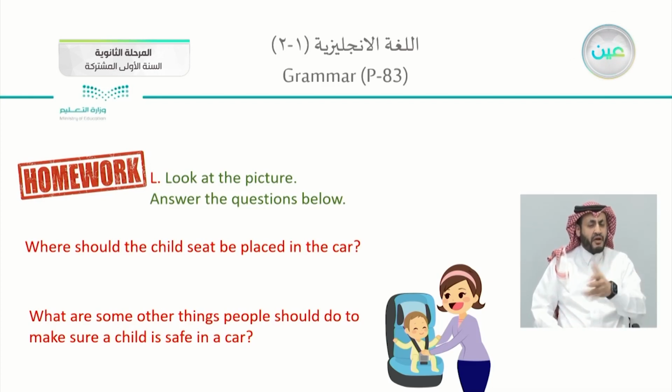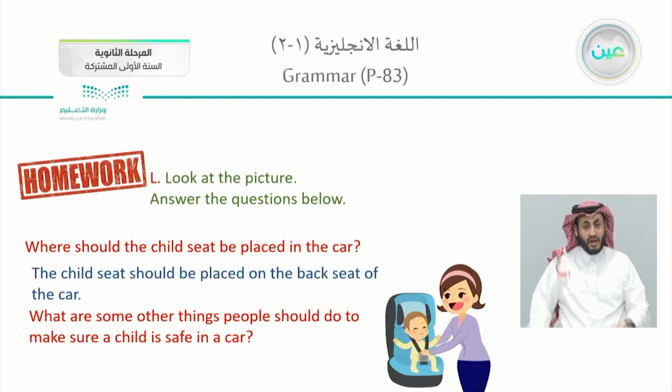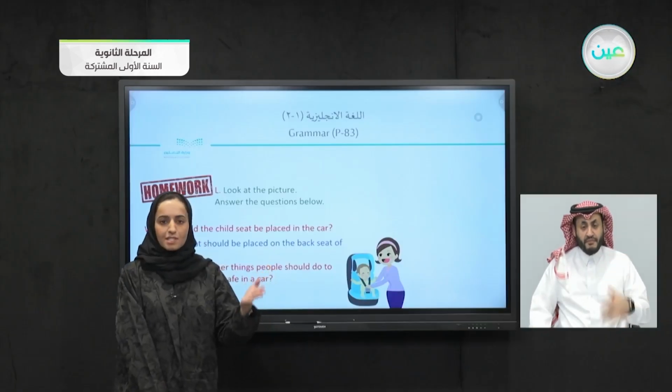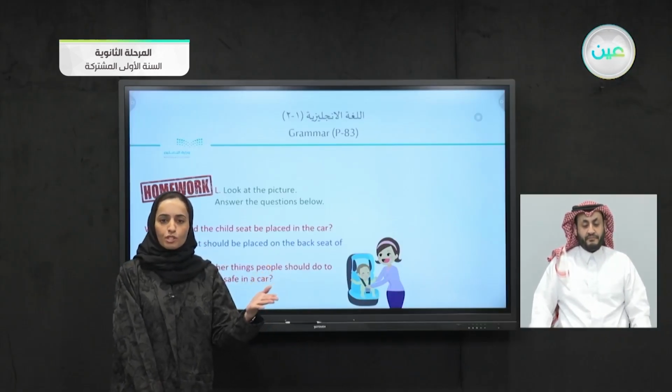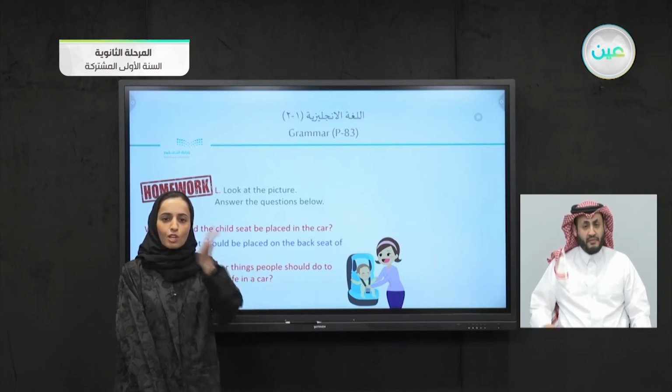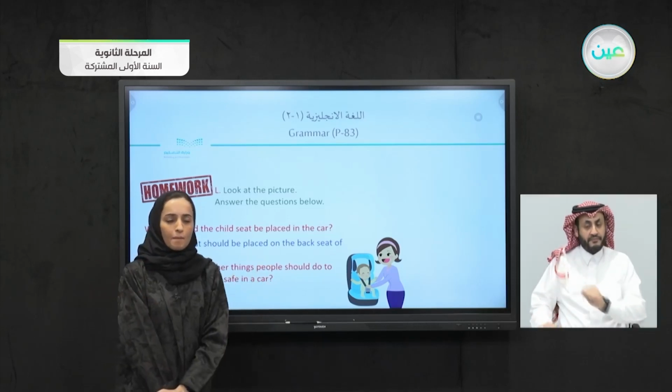Also, where should the child's seat be placed in the car? This is the child's seat. Where should we put it? Should you put it at the front or at the back of the car? The child's seat should be placed on the back seat of the car. Not in the front. It is not allowed to put it in the front next to the passenger seat. It should be at the back.